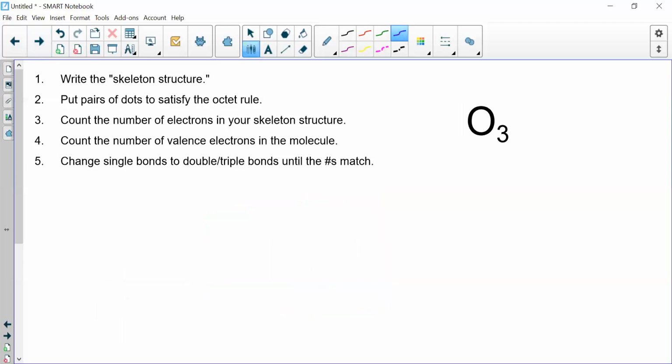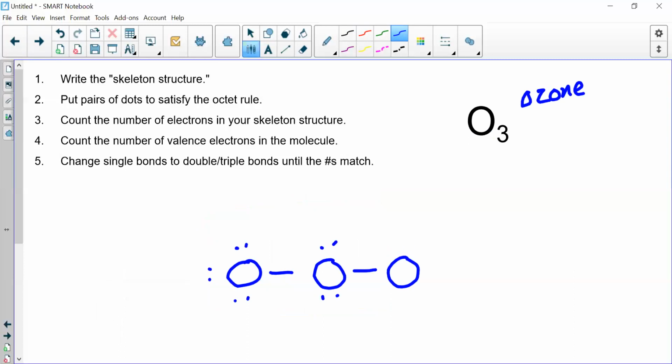All right, O3, this has a special name you've probably heard of, ozone. O3 is ozone. All right, let's draw a Lewis structure. So there are 3 oxygens, so we're just going to put them in a line. All right, let's add dots. So this one needs 6, this one needs 4, this one needs 6. Let's count the number of electrons. 2, 4, 6, 8, 10, 12, 14, 16, 18, 20. Oxygen is 6, so O3 is 18. The numbers don't match, meaning we are not done.